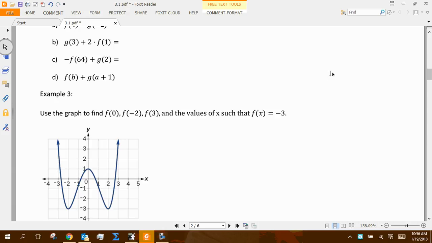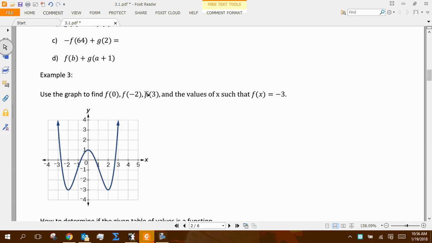Example 3, it says use the graph here to find f of 0, f of negative 2, f of 3, and the values of x such that f of x equals negative 3. So let's deal with these first. This is saying when your input value of x is 0. So when x is 0, the question is, what's your output value? What's your y value, essentially, when x is 0? The y value here would be that point right there. If we think about that point, x is 0, y would be 1. And I showed you earlier that we can sometimes write this as x comma f of x.